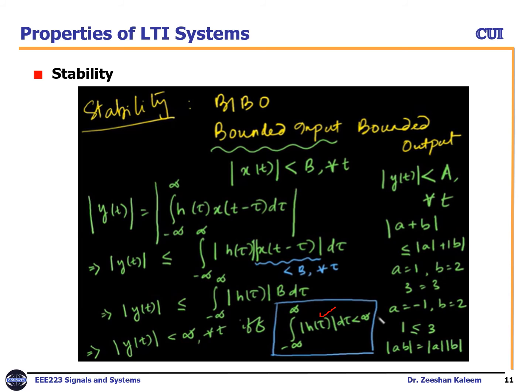Now we want to prove that equation as well. For example, you have a bounded input x of t, and then you take the absolute of that. The absolute should be less than b, right? Absolute means its amplitude, the absolute value is less than b for all t. This is the given input, right? And we also consider that y of t is less than a for all t. Like this is your input and this is your output.